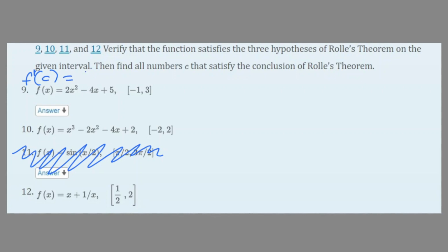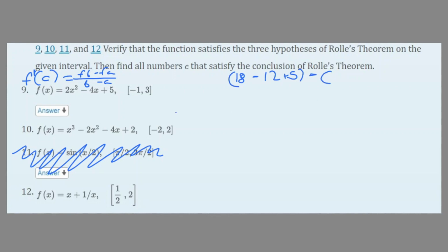So first, the mean value theorem equation is f prime of c equals f(b) minus f(a) over b minus a. First we have to plug in everything so we can make sure that it follows Rolle's theorem. So f of b would be, we plug in 3 into the original equation. We would have 3 squared, which is 9, plus times 2, which is 18, minus 12, plus 5.